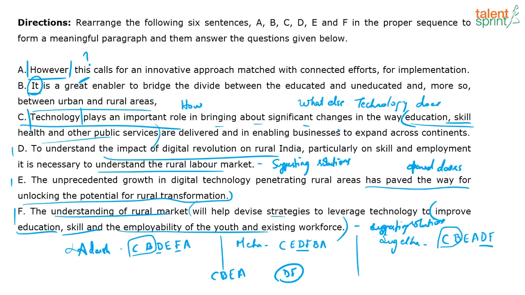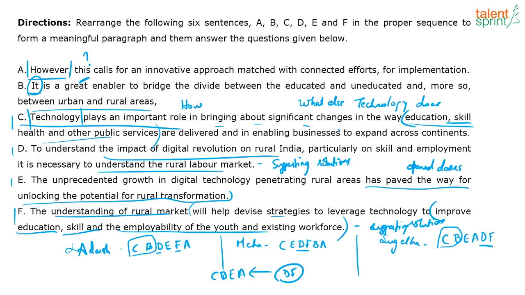So, my dear friends, the right sequence is C-B-E-A-D-F. We understand that C is a topic sentence telling me what technology does. Then it also adds to what else technology does. Then E also goes ahead and gives me another sentence, another aspect to what technology is doing.